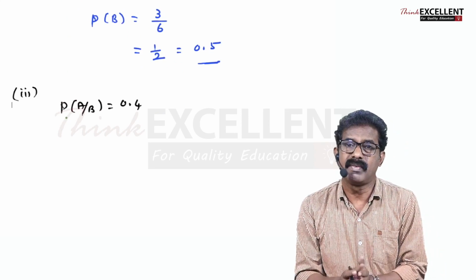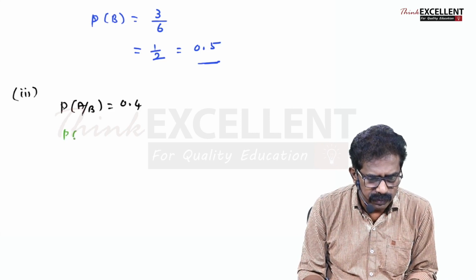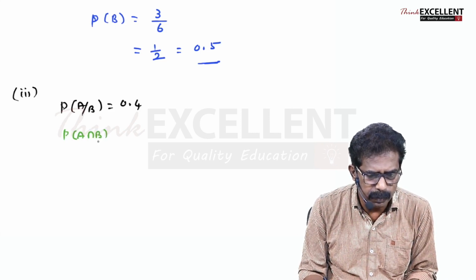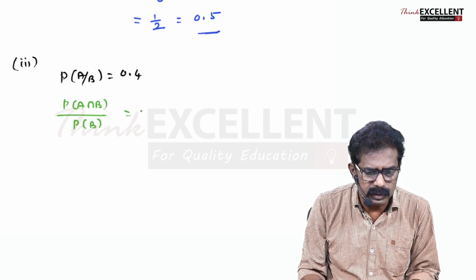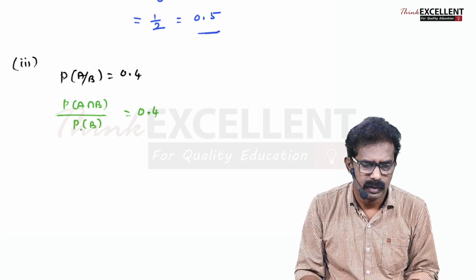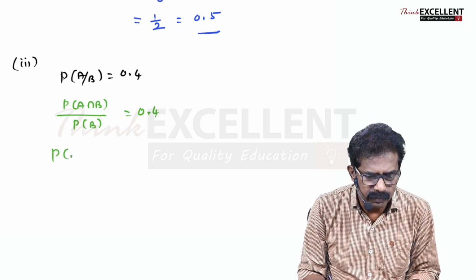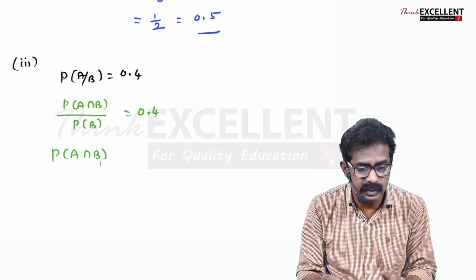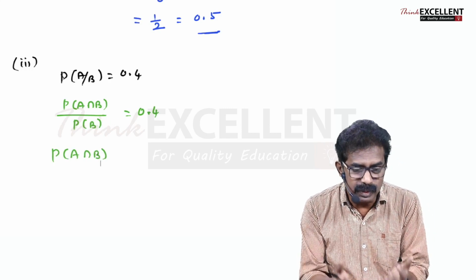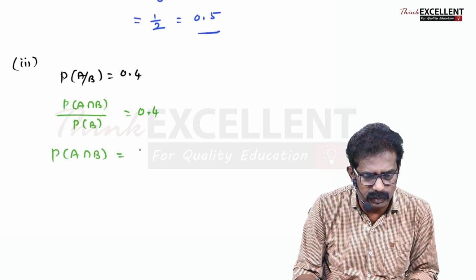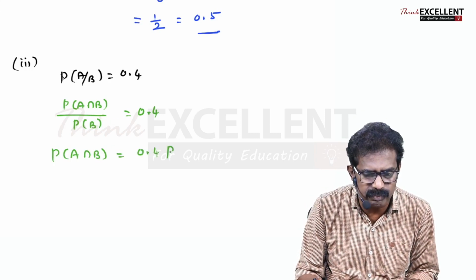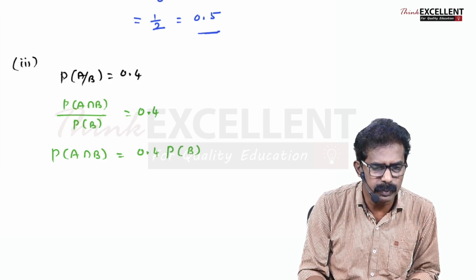P of A given B, you know the formula: P of A intersection B by P of B, equal to 0.4. Cross multiply. Here P of A intersection B we don't know, P of B also we don't know, so with this we cannot do anything. So P of A intersection B is equal to 0.4 into P of B. Okay, now how to proceed?